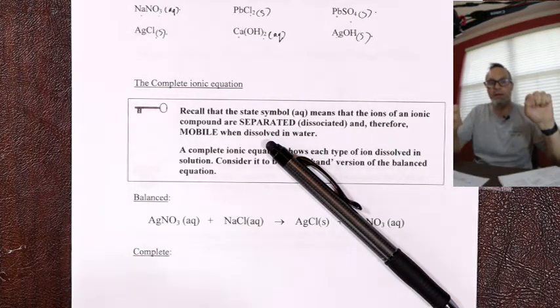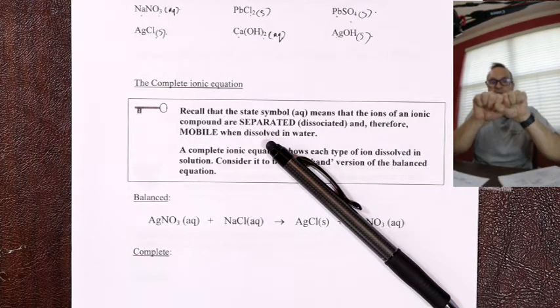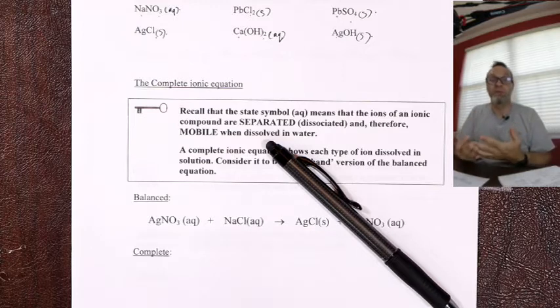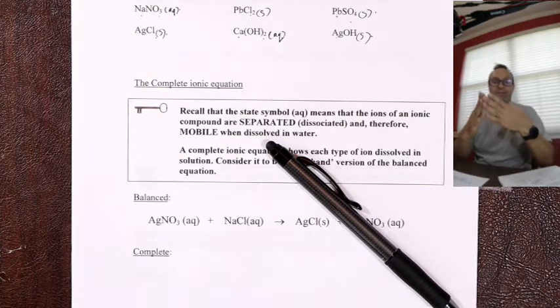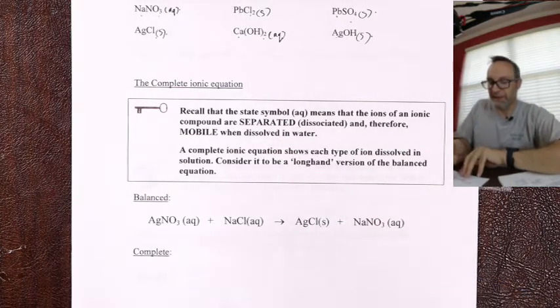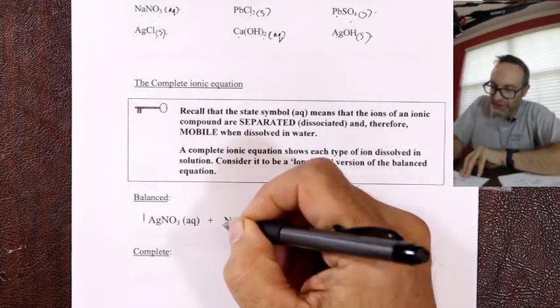Well, +1, -1, bring them together: AgNO3. If I just took them apart: Ag plus, NO3 minus. It's just the reverse process, right? The math you use to put them together, do it in reverse to take them apart. So I like to think about it like this. I've got a balanced equation here, all right?